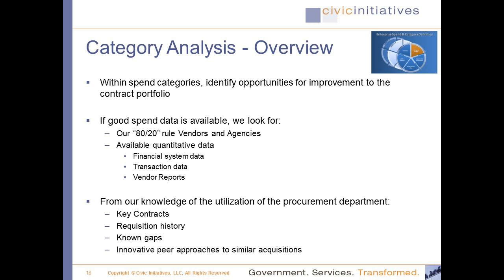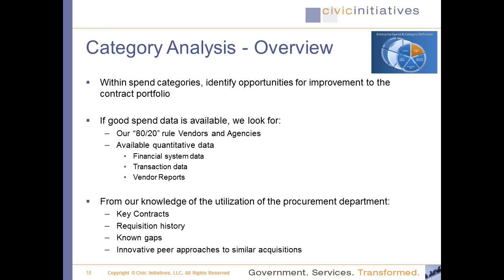So those are things that we have if we have good spend. If we don't have good spend data, we're still going to know a lot of stuff, right? It's not like we're sitting around here just in a complete blind spot. We may be in a fog of war, but we're not completely blind, right? So we know our key contracts. We know the kind of requisitions that have been coming across because you guys are already set up to some degree in categories.